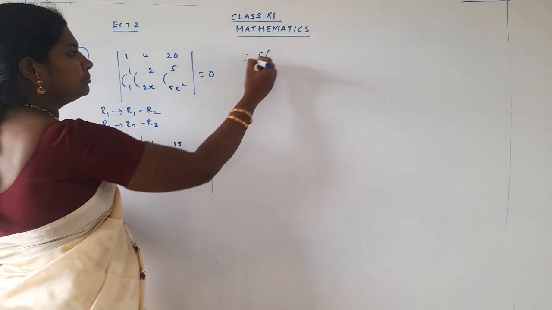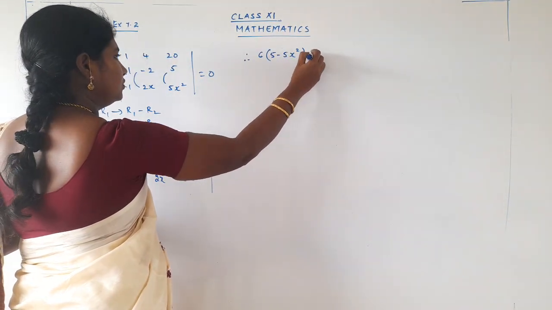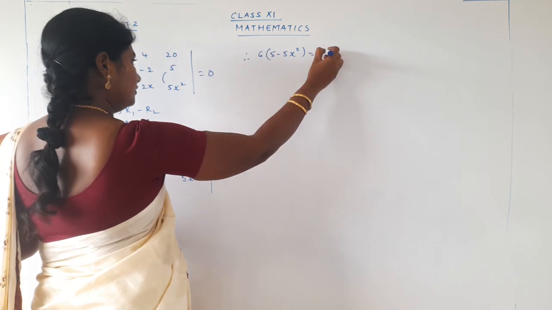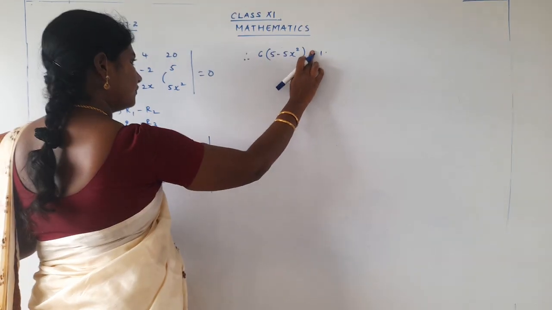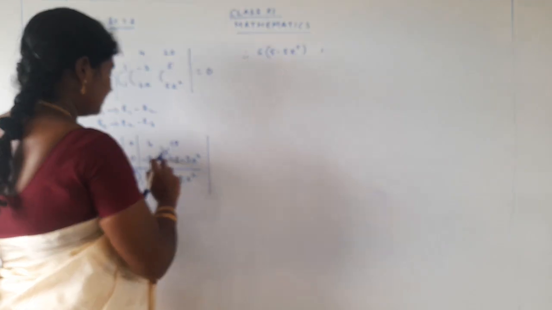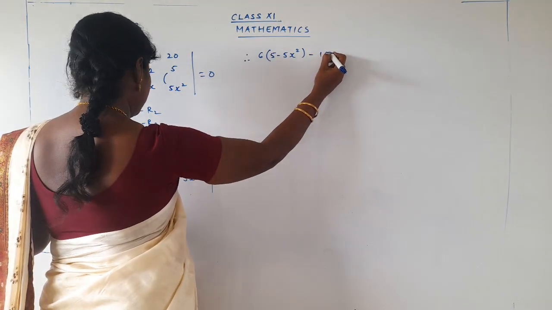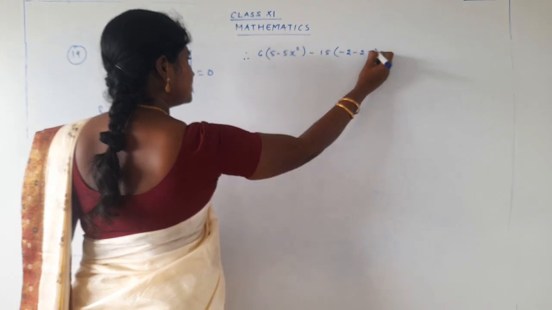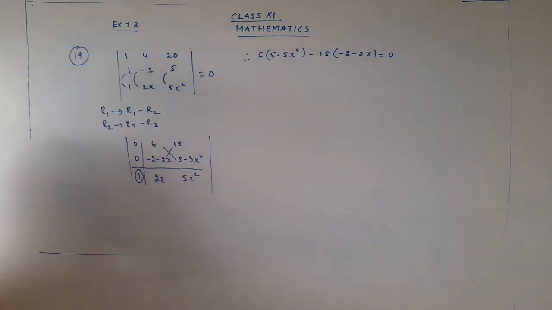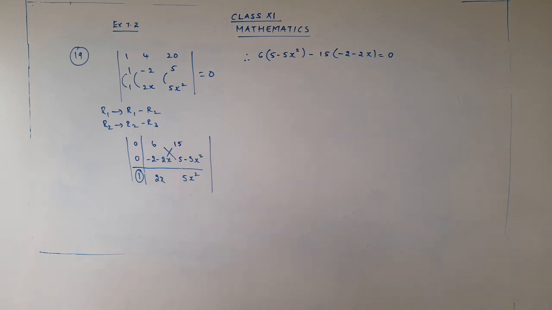So I get 6 into 5 minus 5x square, minus 15 into minus 2 minus 2x, is equal to 0. So I get 6 into bracket 5 minus 5x square, minus 15 bracket minus 2 minus 2x, is equal to 0. Now we have to just open the bracket. Let's try to open the bracket.